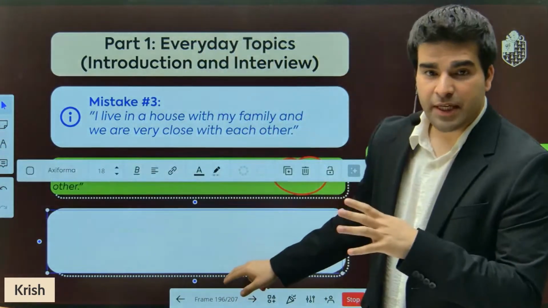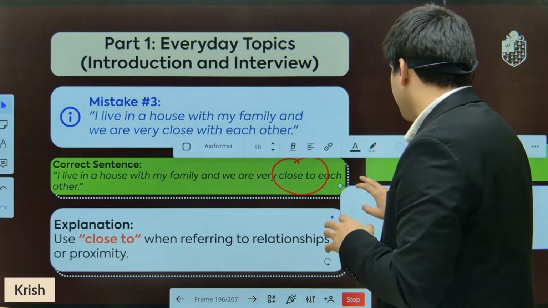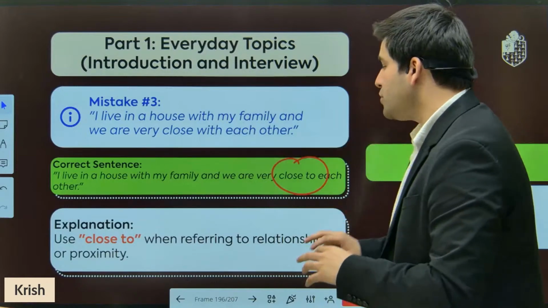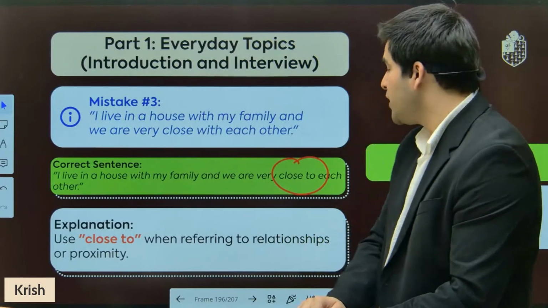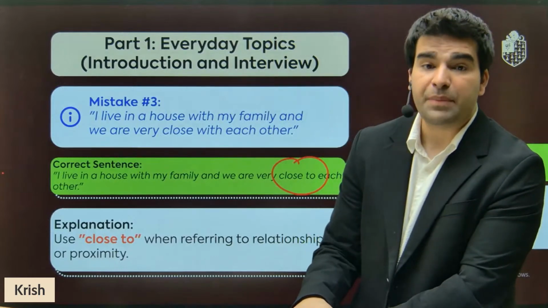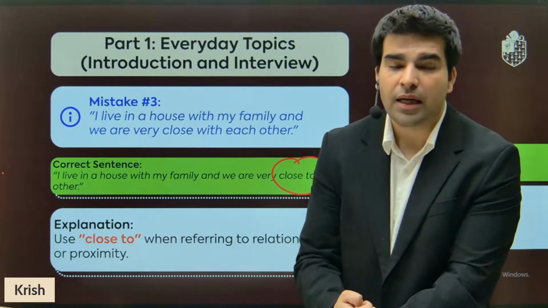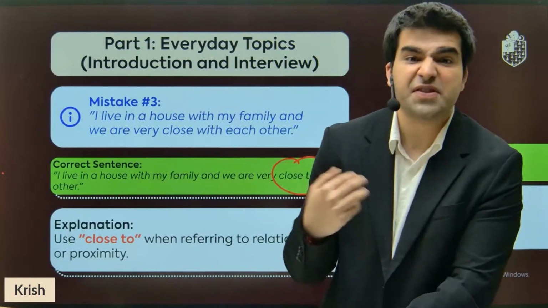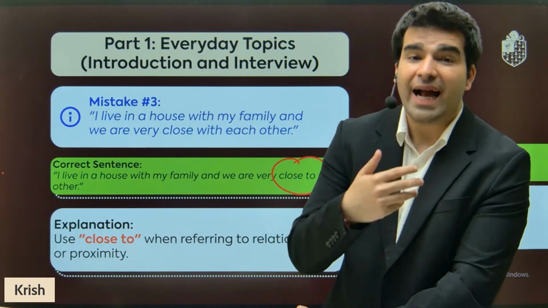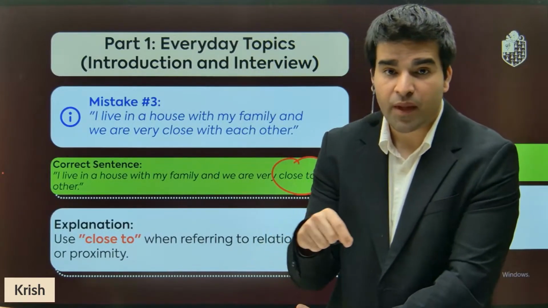Let's have a look at the explanation. The explanation is, so we use close to when we are referring to relationships. I repeat, we use close to. I'm not quite close to, let's say, my relatives. So when you're talking about relationships, you'd actually use close to rather than close with.